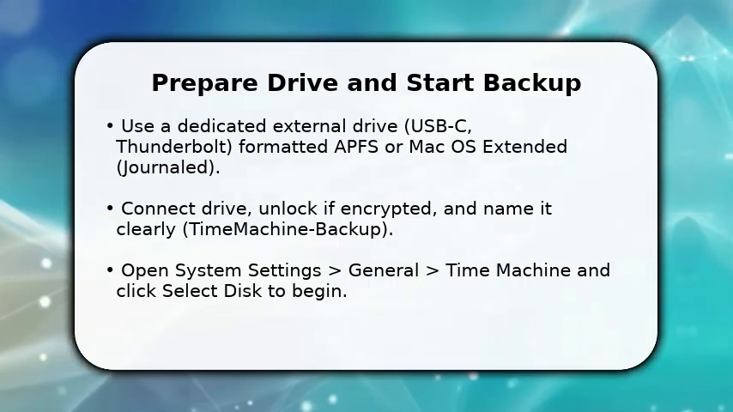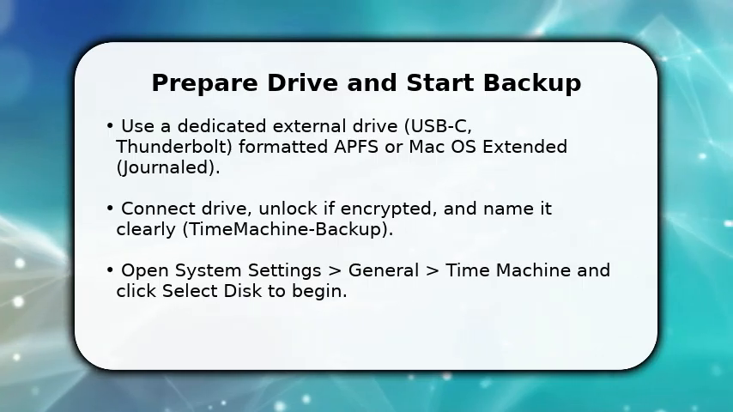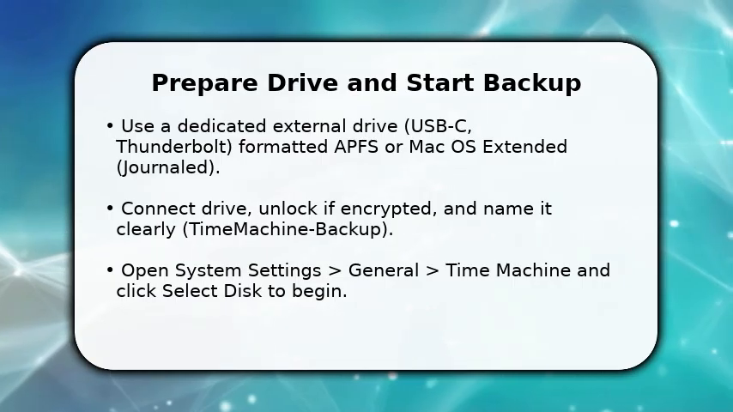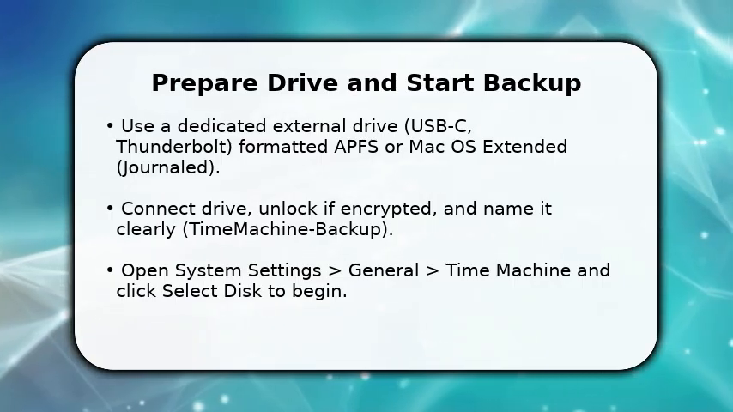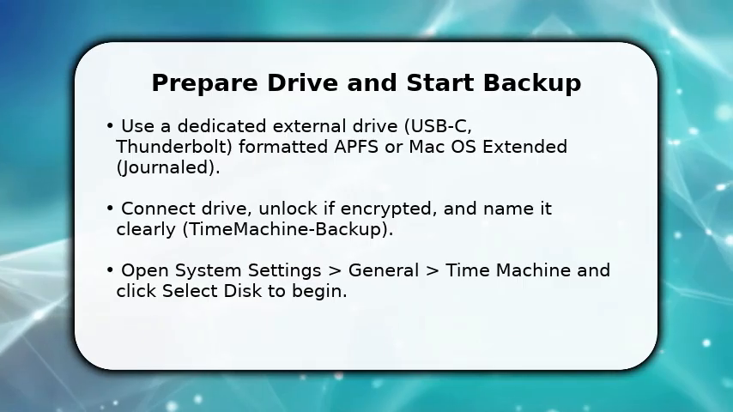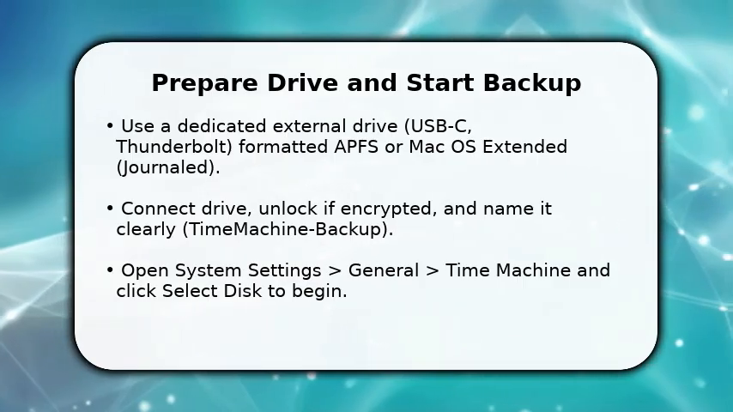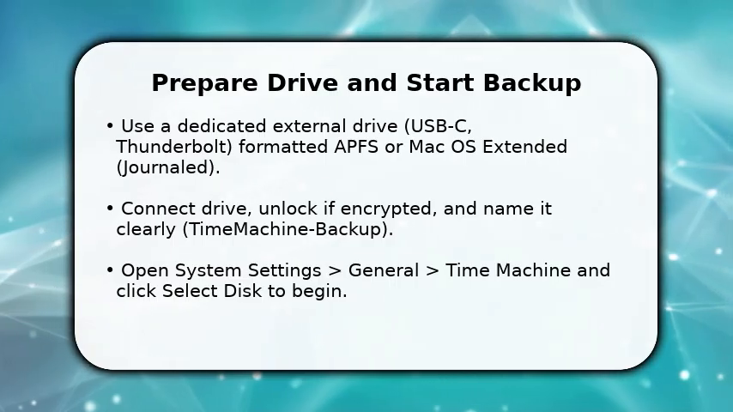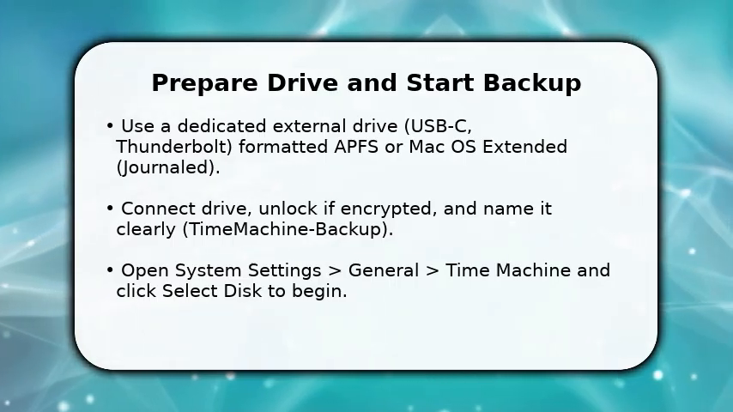Once connected, open System Settings, go to General, then Time Machine, and choose Select Disk. You'll see the drive name, select it, and click Use Disk. You're making a baseline snapshot now. Time Machine creates an initial full backup, which can take hours depending on size. Make sure the Mac stays awake until the first backup completes.